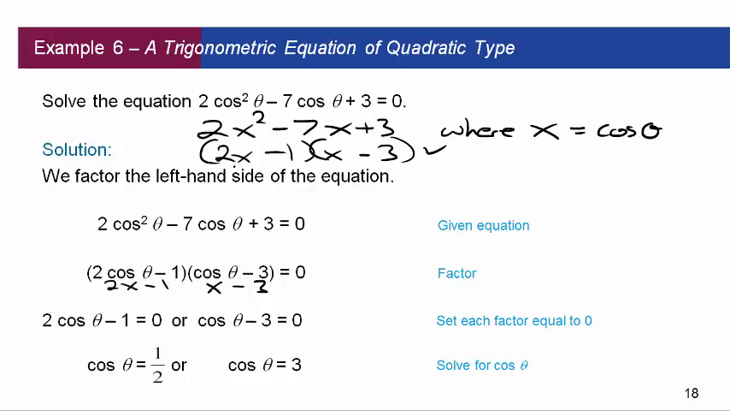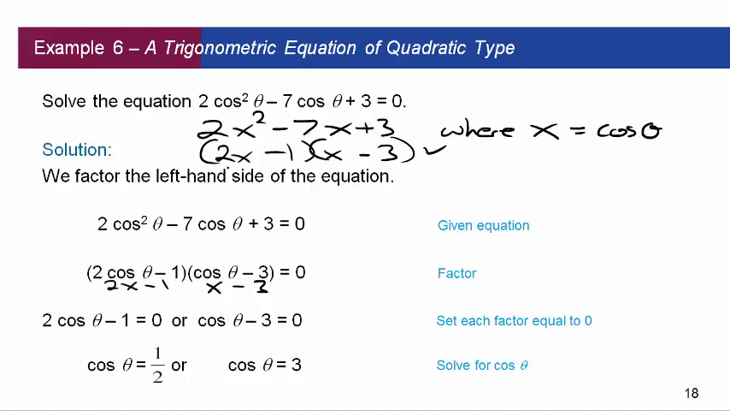Or if this was in terms of tangents, put the tangent back in instead of the x, because cosine theta or tangent theta or secant theta, or whichever trig function you've got, is just x. It's just an unknown. If we were dealing with the normal quadratic, it'd be easy. We go, either x equals 3 or x equals 1/2. So in this case, we get either cosine equals 3 or cosine equals 1/2.